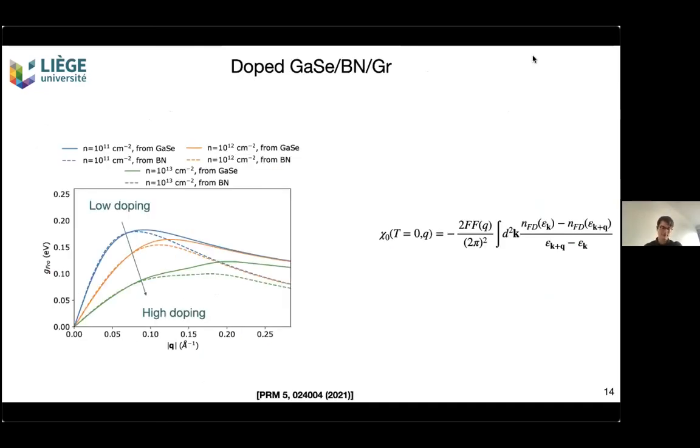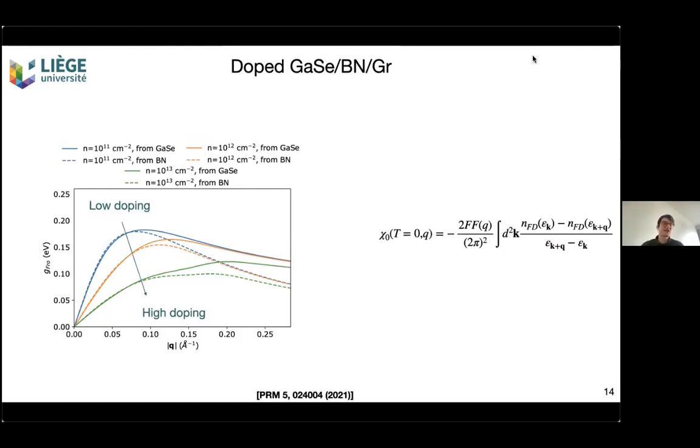Now, to be a bit more realistic, we also need to take into account that we want to study the mobility as a function of doping. So we can add some doping into the gallium selenide, and we do this by injecting some free carrier screening in the density response of gallium selenide. This is computed numerically with the DFT bands.